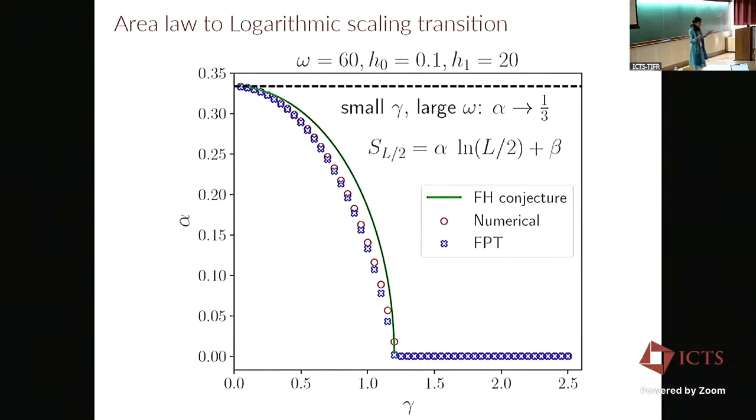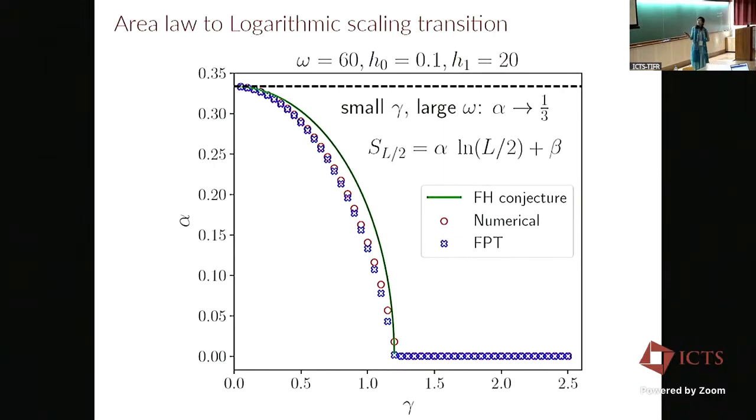Suppose you drive the system with a really high frequency, then one should reproduce the result of the quench setup in this kind of problem. So here I am considering a large drive frequency, and all the other parameters are fixed. Then you can see, as a function of the dissipation rate gamma, here we have plotted the coefficient of the logarithmic term.